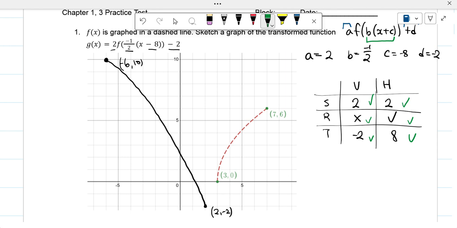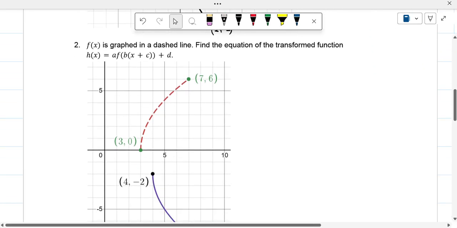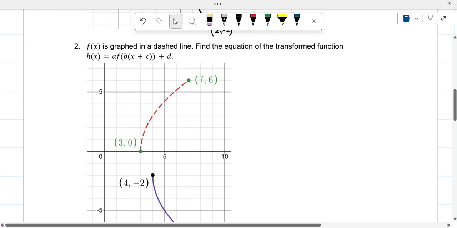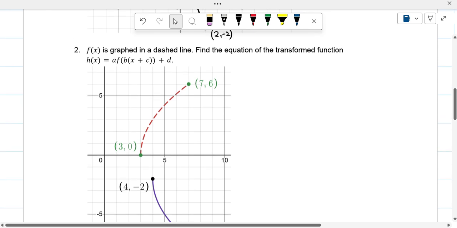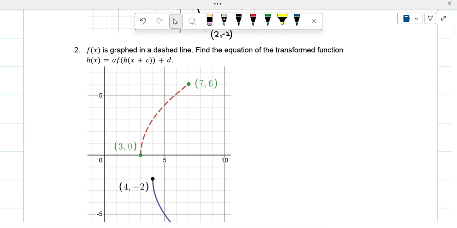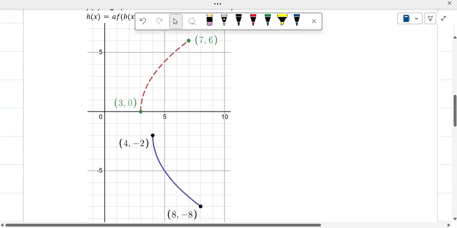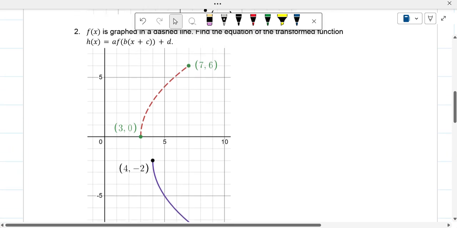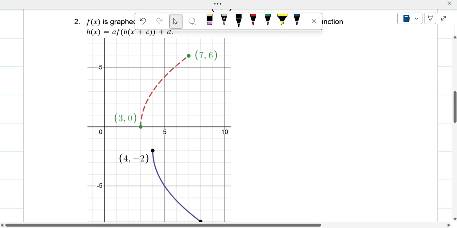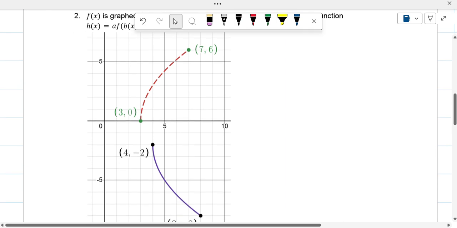All right, moving on to the second question. f of x is graphed in a dashed line. Find the equation of the transformed function h of x is equal to a times f of b times (x plus c) plus d. So this time, instead of analyzing the information on the equation, we need to analyze the graph and see what happened exactly. Quite similarly, I'm going to use the same graphic organizer, VHSRT. And let's look at it step by step exactly what happened.